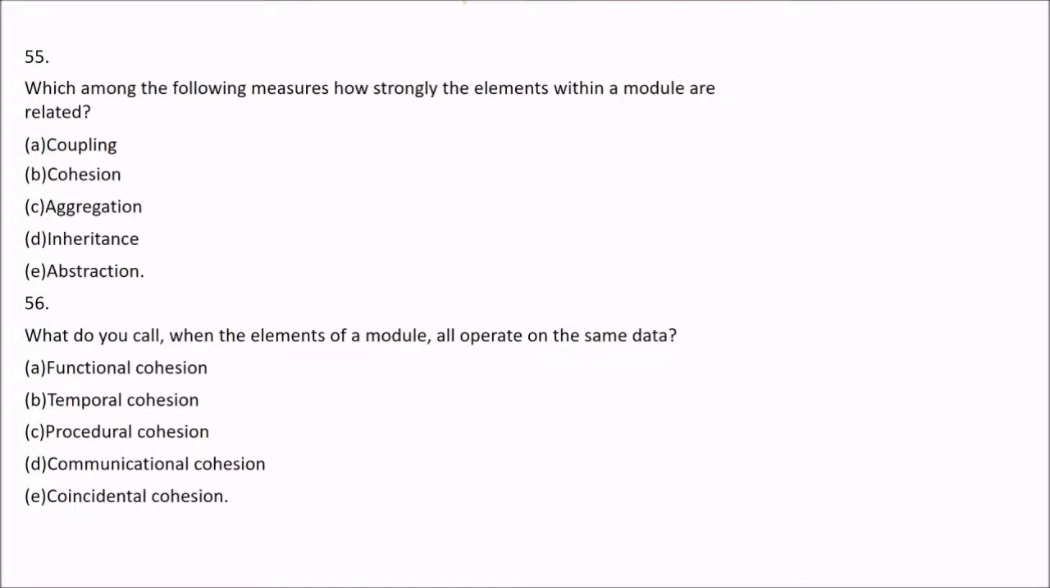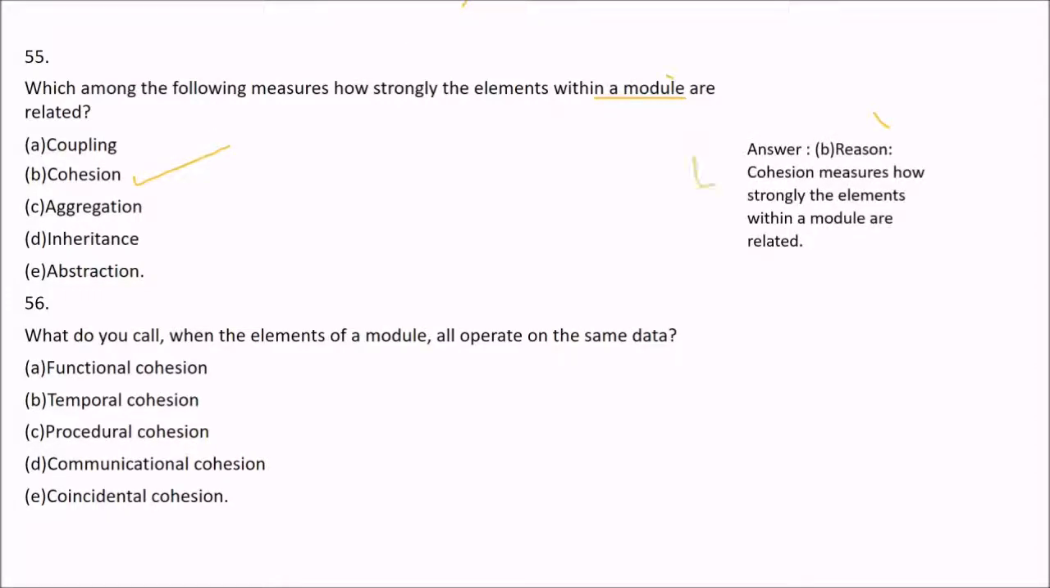55. Which among the following measures how strongly the elements within a module are related? Elements within a module. So 55 is quite easy for us, and this is cohesion. Cohesion is a functional strand. That is how strongly the elements within a module are related. This is cohesion, B.